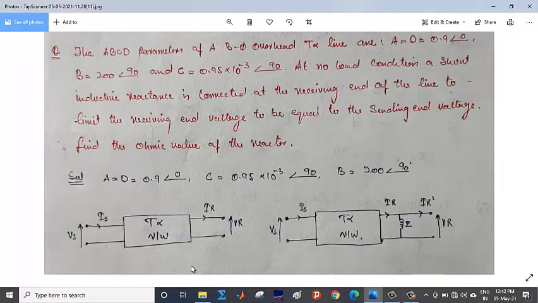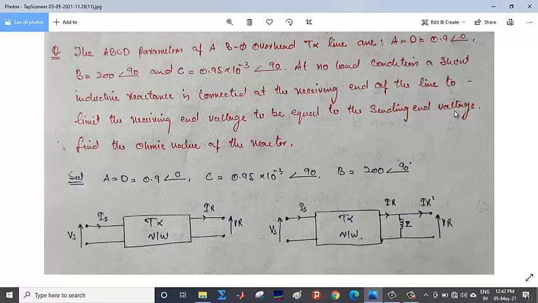Now, one more problem. This is related to the modification of the ABCD parameters. In this case, the ABCD parameters of a three-phase overhead transmission line are given as A is equal to D is equal to 0.9 at an angle of 0, B is equal to 200 at an angle of 90 degrees, that means 200j, and C is equal to 0.95 into 10 to the power minus 3 at an angle of 90, which can also be taken as j. At no load condition, a shunt inductive reactance is connected at the receiving end of the line to limit the receiving end voltage to be equal to the sending end voltage.